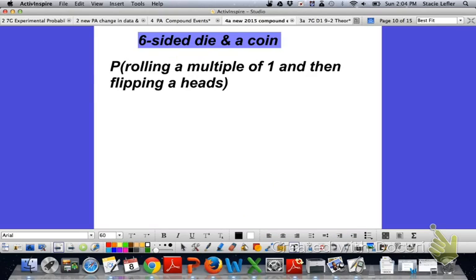Okay, so now let's say we have a 6-sided number cube and a coin. What's the probability of rolling a multiple of 1 on the number cube and then flipping a heads on the coin? Pause the video.